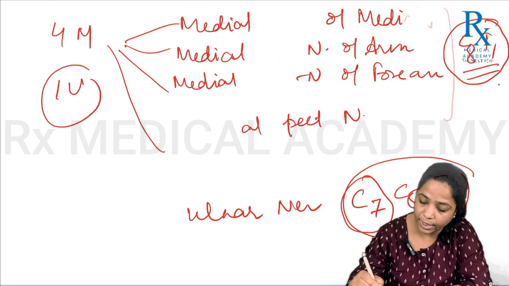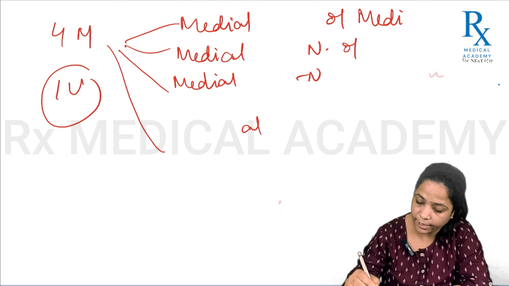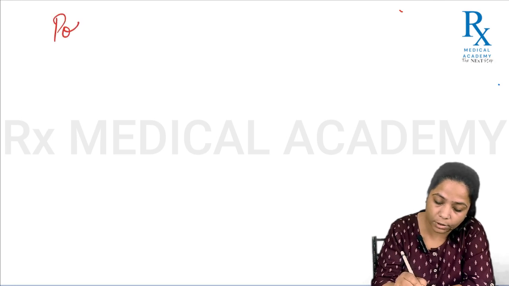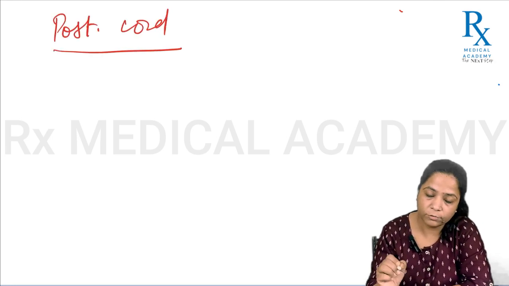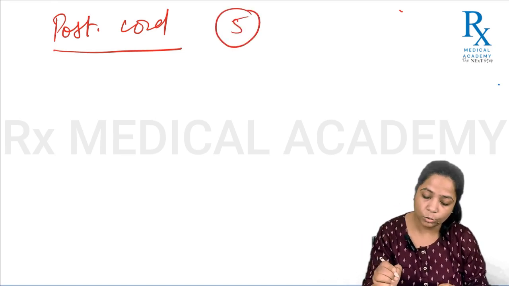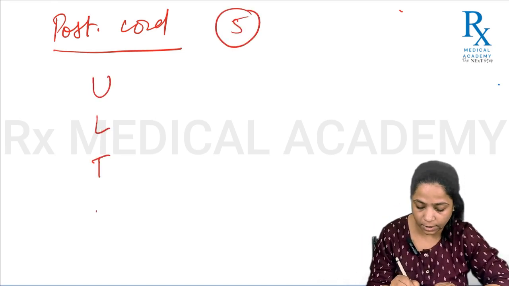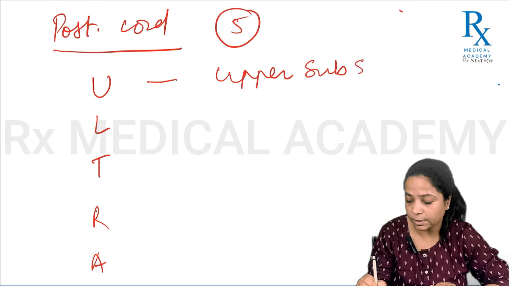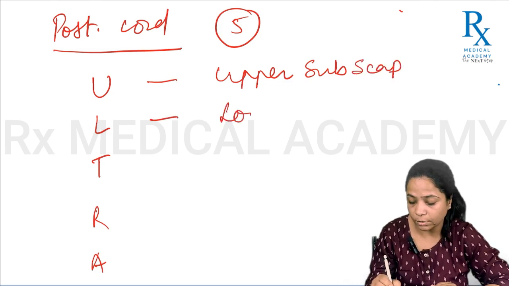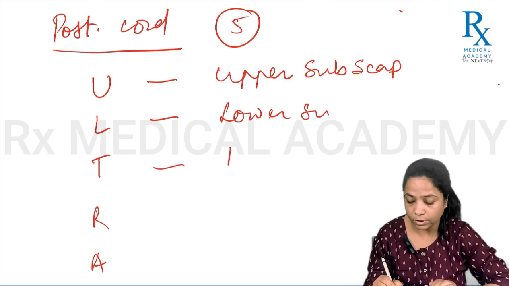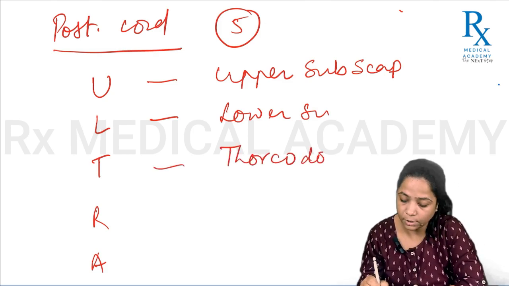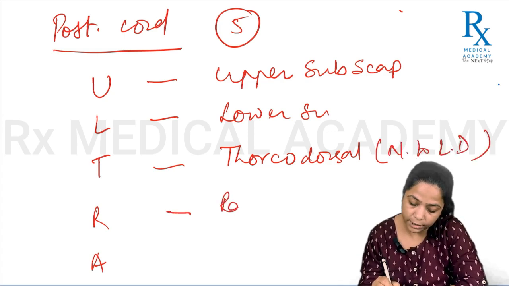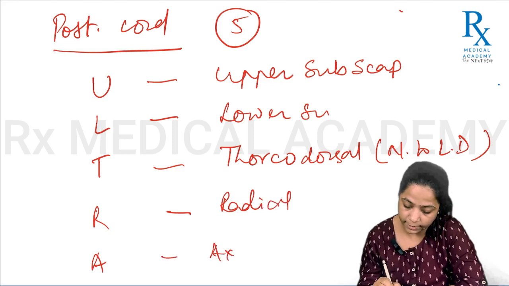Now coming on to the branches of the posterior cord. We have 5 branches in the posterior cord and they can be memorized by the mnemonic ULTRA. U is for the upper subscapular. L is for the lower subscapular. T is for the thoracodorsal or nerve to latissimus dorsi. R is for the radial nerve and A is for the axillary nerve.